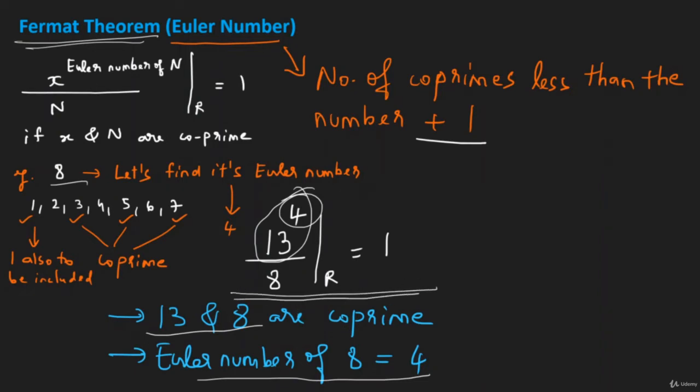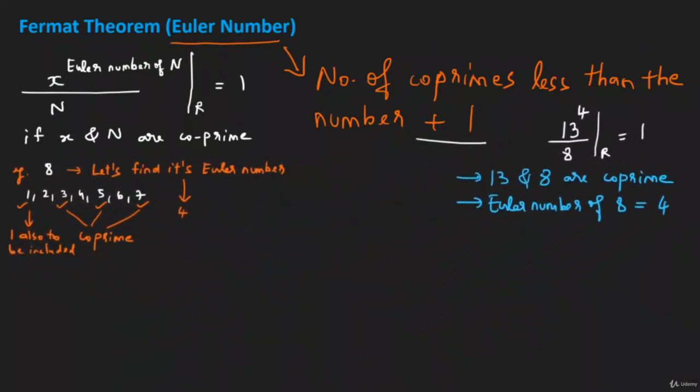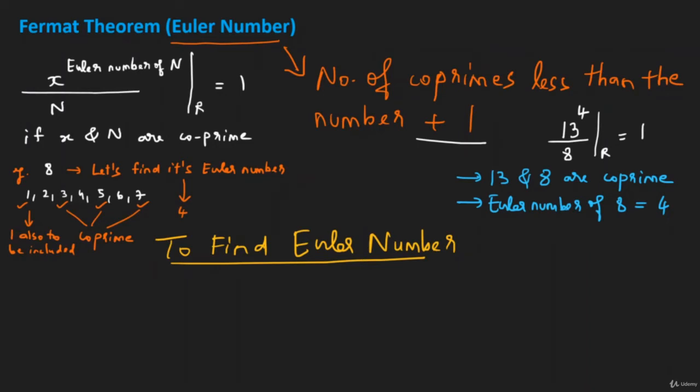Alright, now let me keep this aside and see how we can quickly find the Euler number of any given number. Let's do that. We know one method of finding it: we can write it out and check each and every number which is less than the given number. But this is a tedious process. So let's find an easier method to find the Euler number.